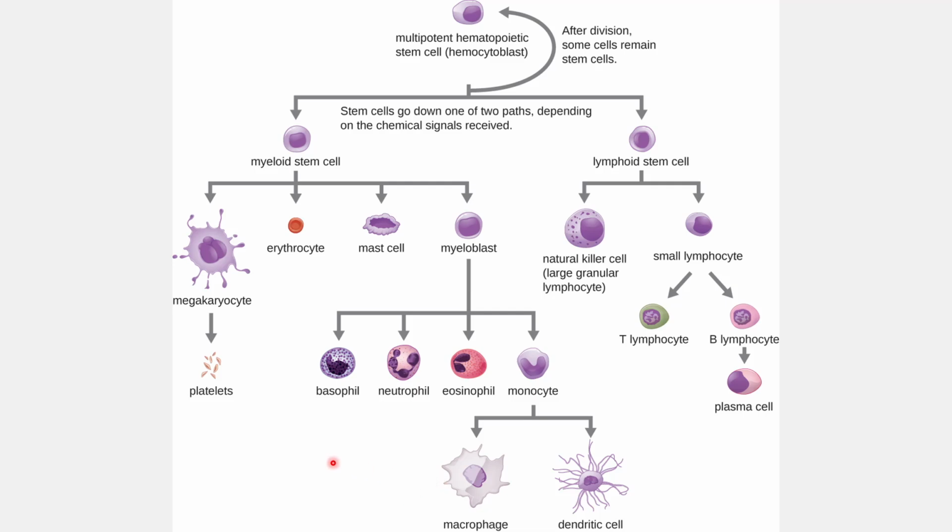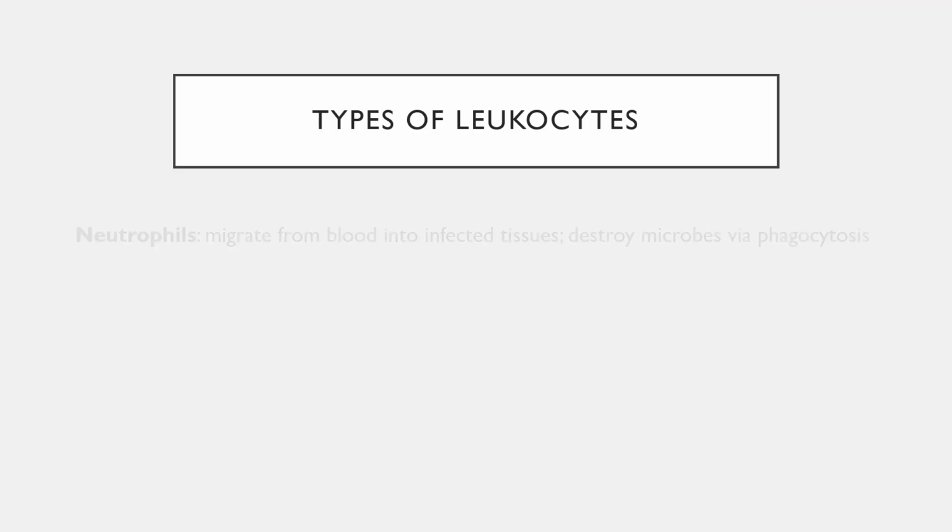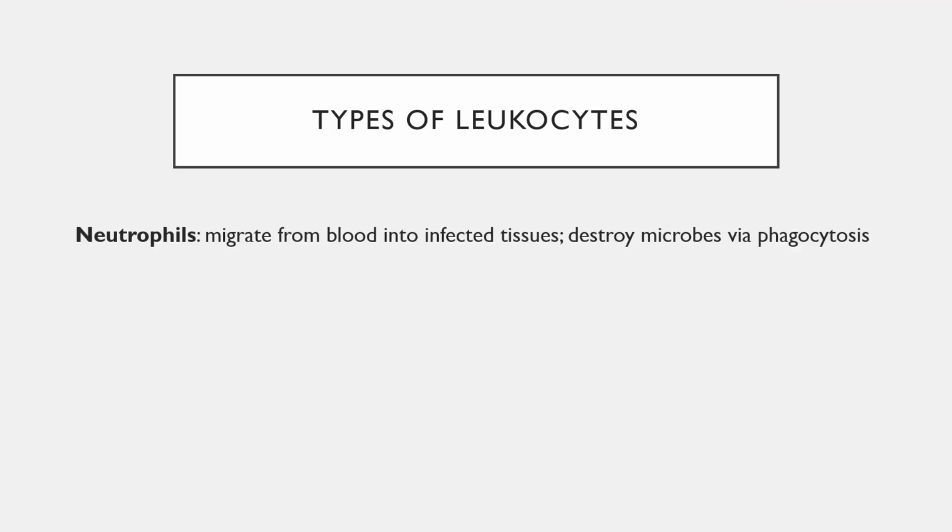But the ones that are involved in the innate immune system include, number one, neutrophils. Neutrophils are leukocytes that migrate from the bloodstream into infected tissues, and then they destroy microbes through a process known as phagocytosis, which we will go over in the next slide. Essentially, it is the process of engulfing and then breaking down microbes.